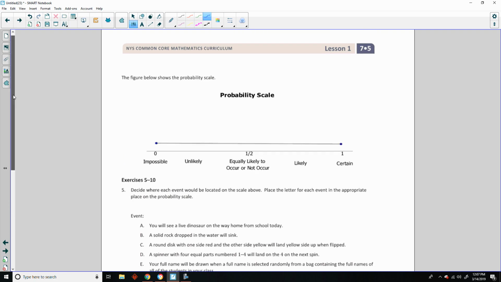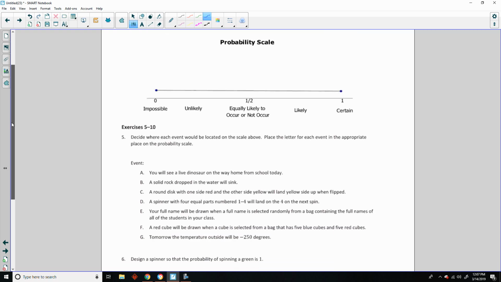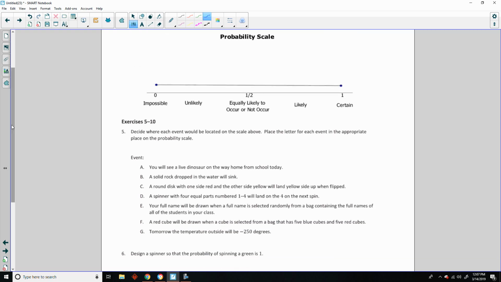Okay, so moving on, the figure below shows the probability scale. So here's a probability scale where impossible is 0, certainly going to happen is 1, likely is above a half, equally likely to occur or not occur is at 1/2, and anything between 0 and 1/2 is less likely or unlikely to occur.